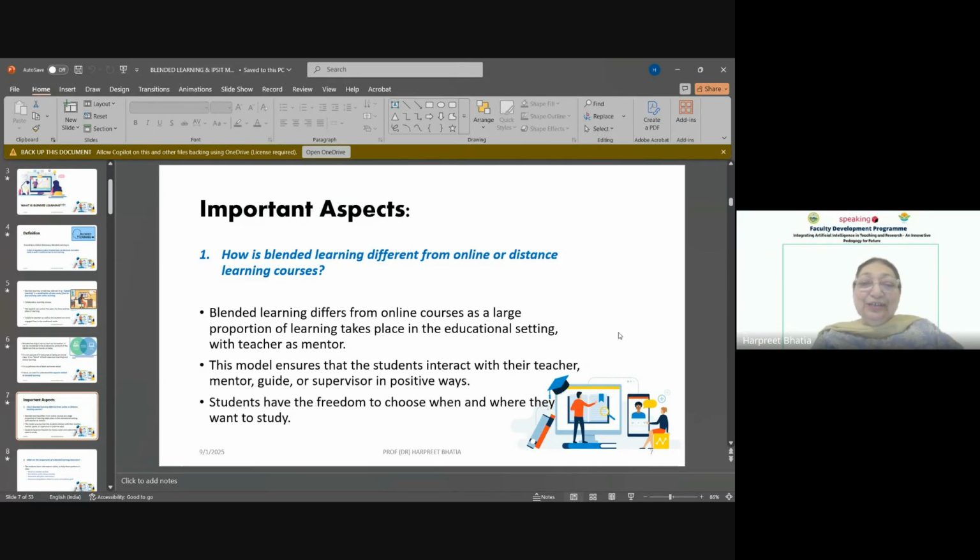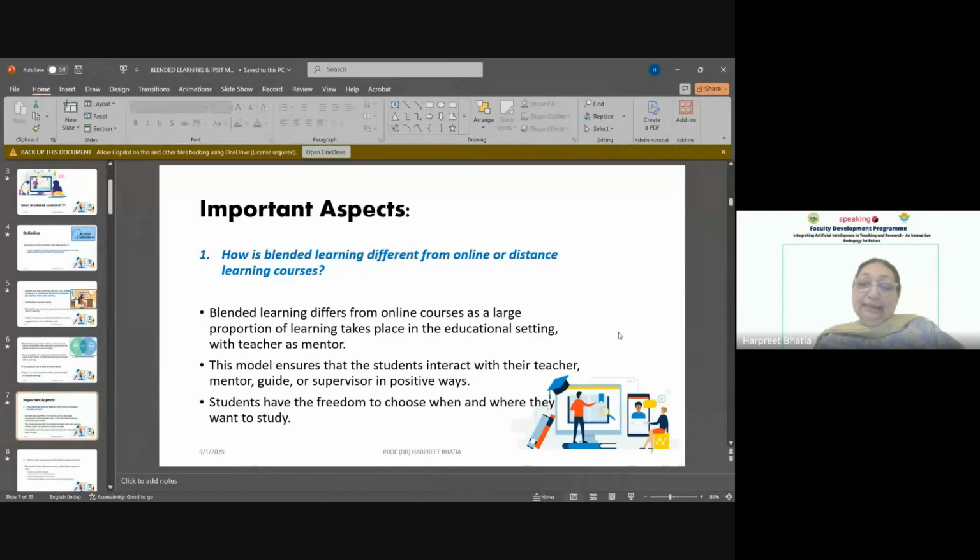So first and foremost, the thing that we need to understand is, how is blended learning different from distance learning courses? We have people, like it was mentioned in the inaugural, we have Coursera, Udemy. So we have a lot of online courses which are available to us. So how is blended learning different? Why do we need to understand this as a different aspect? Because blended learning is not just online learning, it is a mix of online and offline learning.